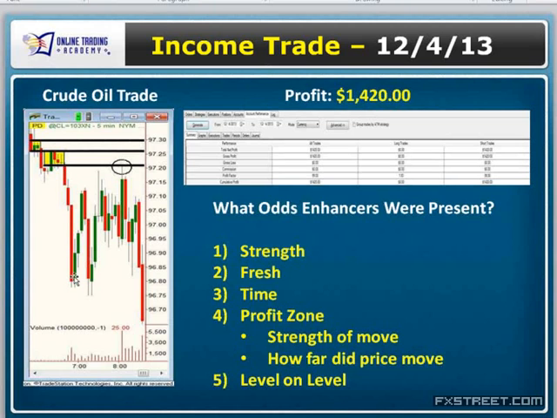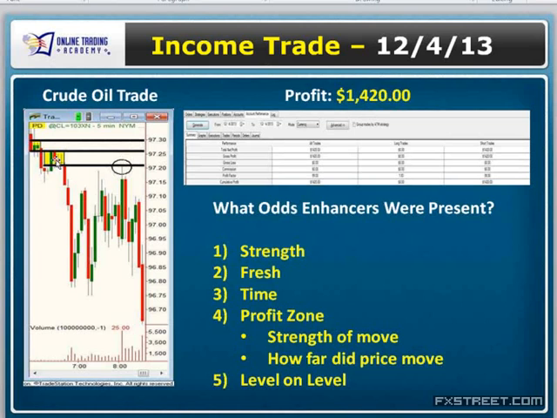So the farther price moves away from the area, think of it like this. The farther price moves away from an area before returning back to the level, what that tells us is that whoever's buying up here when I shorted is not just buying after any old rally in price. They're buying after a huge rally in price. Does that make sense? So the odds are stacked against them as the buyer, meaning they're stacked in your favor as the seller.